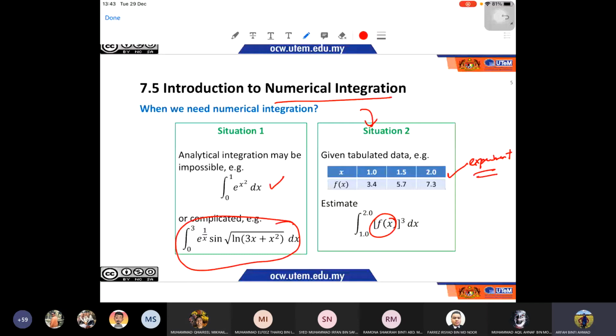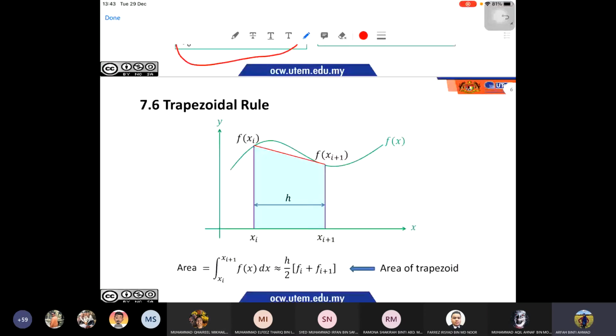Okay. So ini adalah trapezoidal rule. Bentuk trapezoidal macam ini. Awak punya function f(x). This is your f(x) function. Kita nak dapatkan luas di bawah graf pada titik xi dan xi plus 1. Kalau ikut mathematics, awak kena cari luas bawah graf yang ini kan, semua area ni.